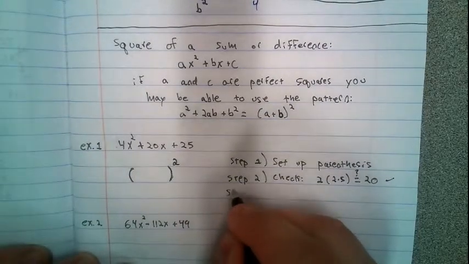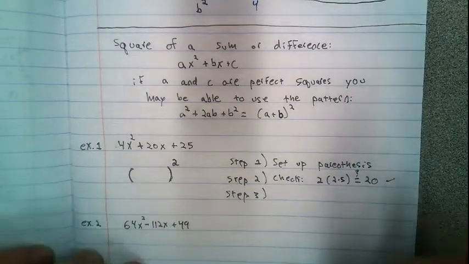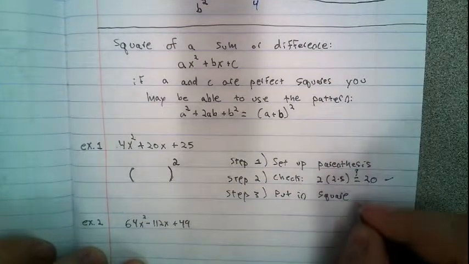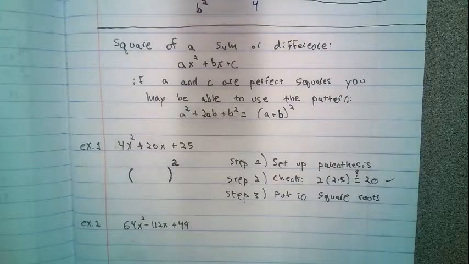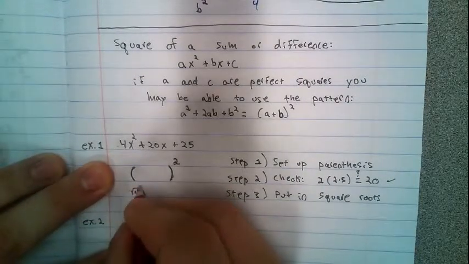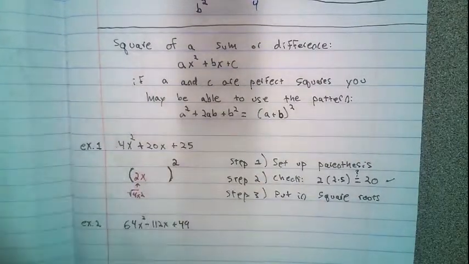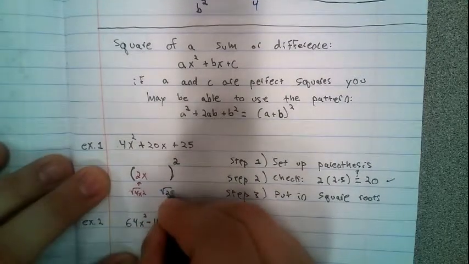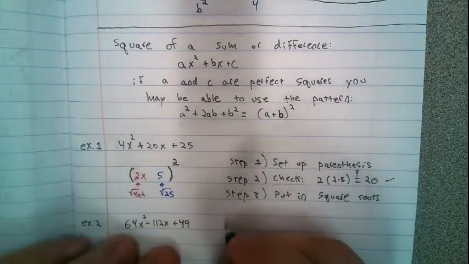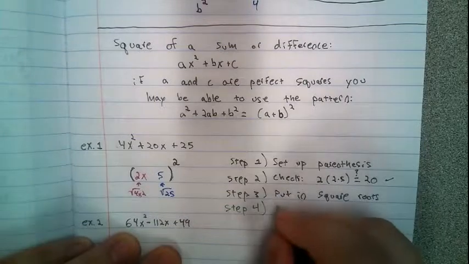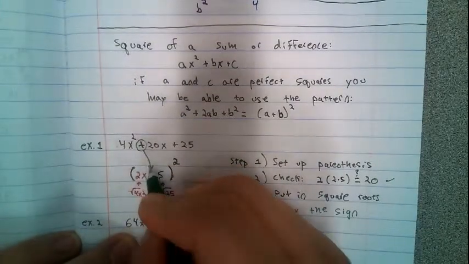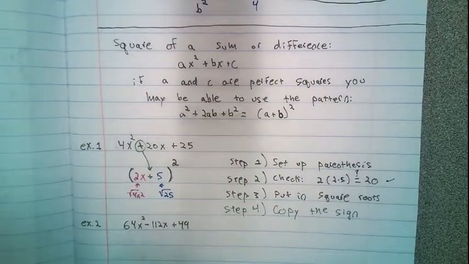Now, step 3 is to put in the square roots. So the square root of 4x squared is 2x, so 2x goes here. And the square root of 25 is 5, so 5 goes there. And the last big step, this one's important, so I'm going to do it in a different color, is to copy the sign. If this is addition, it means this is addition. So the answer is (2x plus 5) squared.